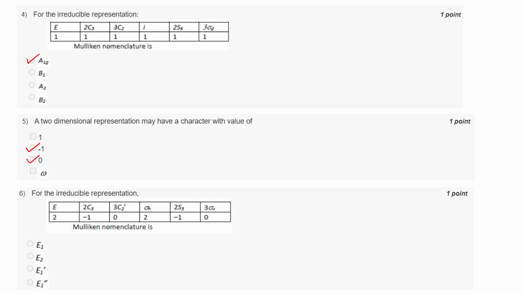What about question number 6? An irreducible representation is given, and we need to get the Mulliken nomenclature for this. It is a two-dimensional irreducible representation, so obviously it is going to be E. Now, based on the antisymmetric nature of the character for the principal axis of rotation, we can say this is going to be A2. Sorry, this is going to be B. First it is going to be B. I am very sorry. First, it's not going to be B because it is a 2D irreducible representation, where it is E.